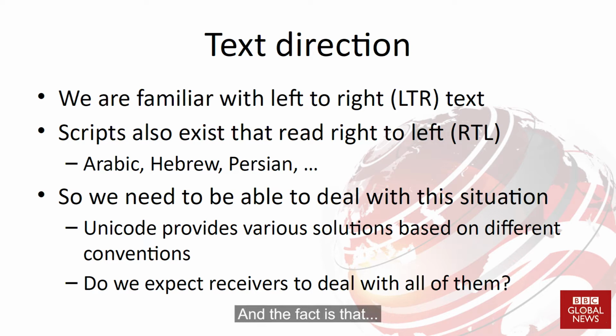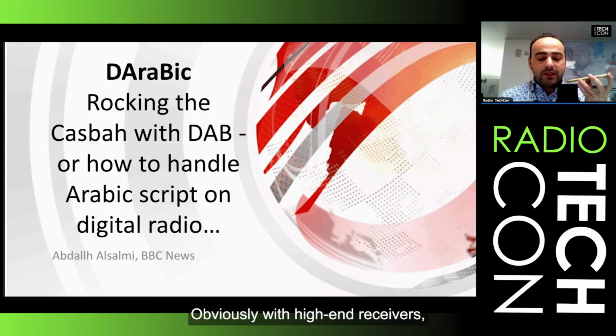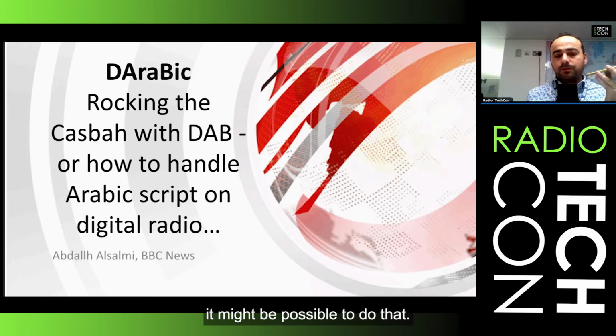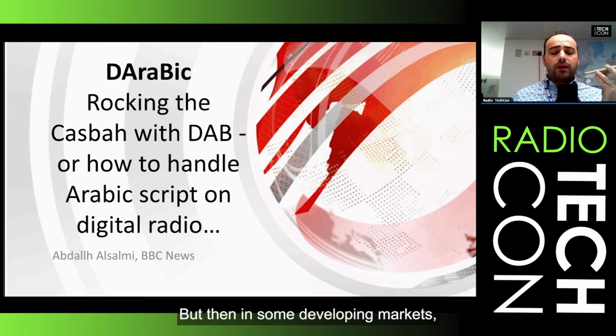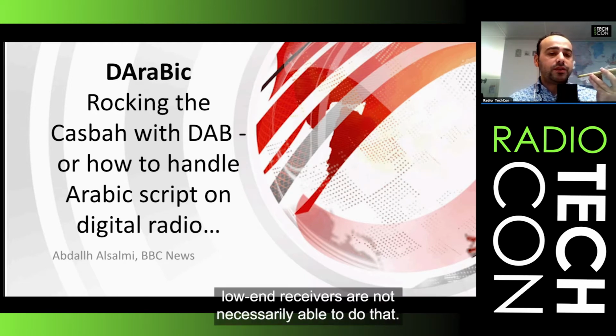And the fact is that it's not that there are no Unicode systems to render this text. In fact, there are actually more than one. So the first question we had to deal with was, do we expect receivers to deal with all of them at the same time? Obviously, with high-end receivers, it might be possible to do that. But in some developing markets, low-end receivers are not necessarily able to do that.